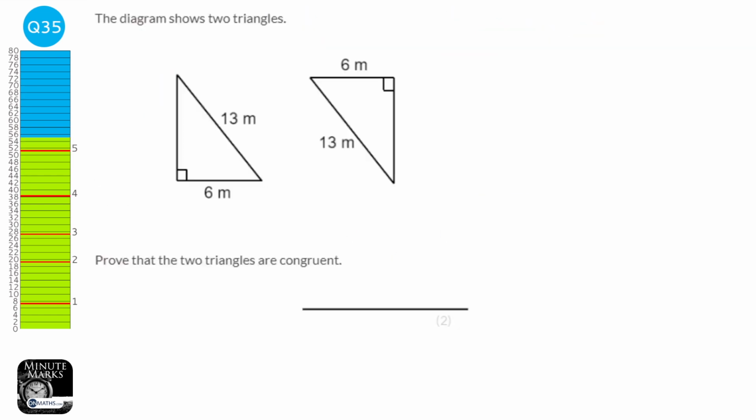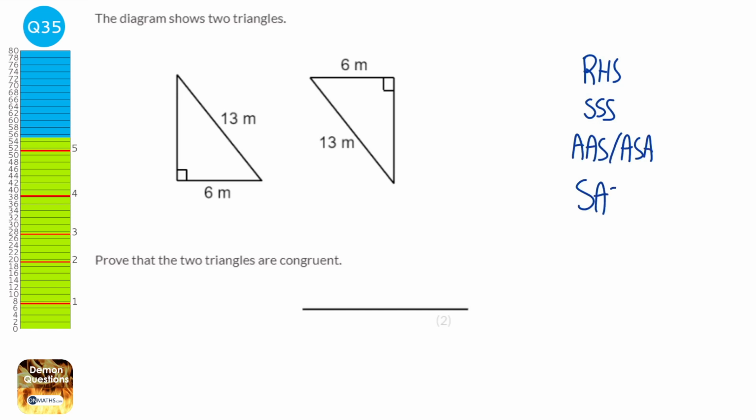To prove triangle congruence, you're going to have one of 4 answers. You're either going to have RHS, SSS, angle, angle, side, or angle, side, angle, and the last one, side, angle, side. So those are our options. So we've got to figure out what we have in this question.